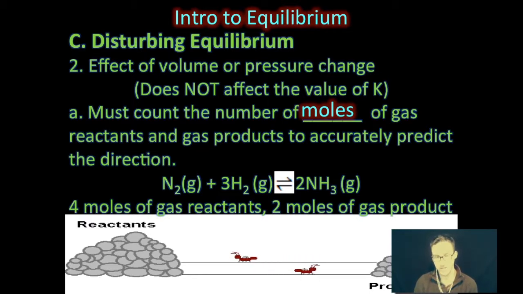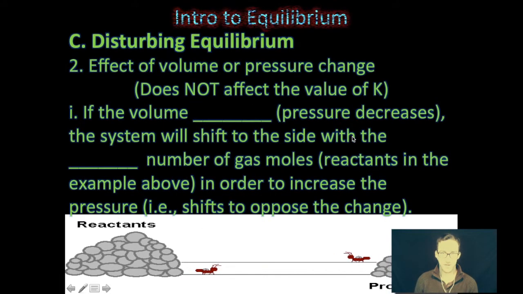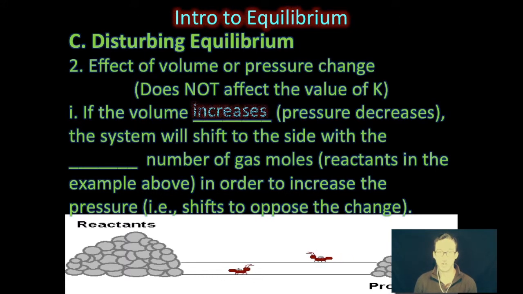As you look at the equation in your notes, we've got the formation of ammonia gas from nitrogen and hydrogen gas. Note that on the reactant side of this equilibrium, we've got 4 moles of gas: 1 mole of nitrogen and 3 moles of hydrogen. But on the product side, we've got just 2 moles. So it's important to set up, before you begin these types of problems, how many moles of gas reactants and how many moles of gas products, because if your volume is increased, in other words the pressure decreases, the system is going to shift to the side with a greater number of gas moles in order to increase the pressure and reestablish equilibrium.